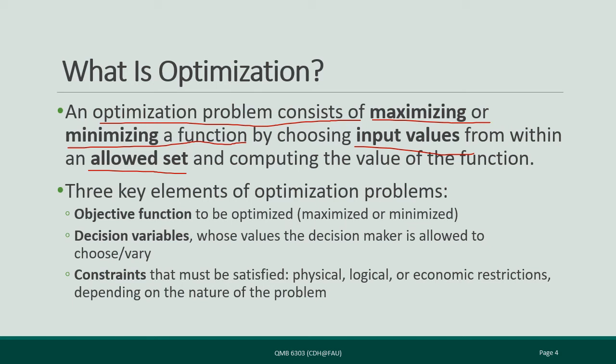So let's take an example. Every morning you leave home, go to work, and you have to commute to work. You have to drive to work, and you want to optimize your commute. In this case it is a minimization of your commute time. So the function that you're talking about for optimization would be your commute.